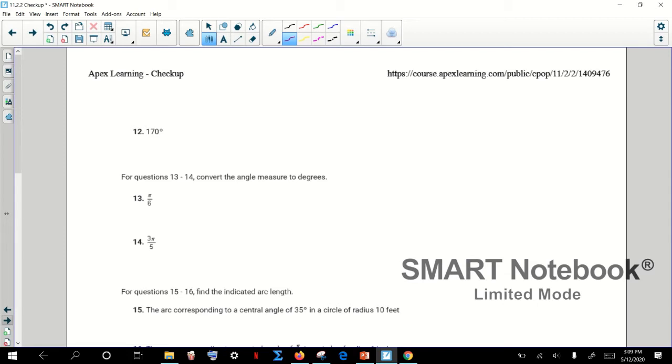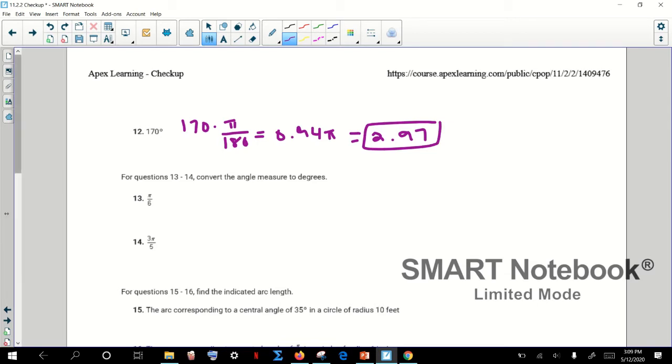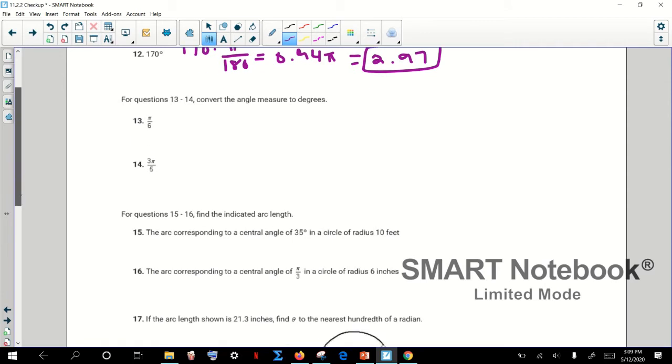170 degrees, we're going to do the exact same thing. 170 degrees times pi over 180. So 170 divided by 180 gives me 0.94 pi. So you could either say 0.94 pi radians, or you could multiply 0.94 times 3.14, and that gave me about 2.97 radians. All right, so depending on what Apex asks for, you could either have pi in your answer, or you might have to multiply all the way through.